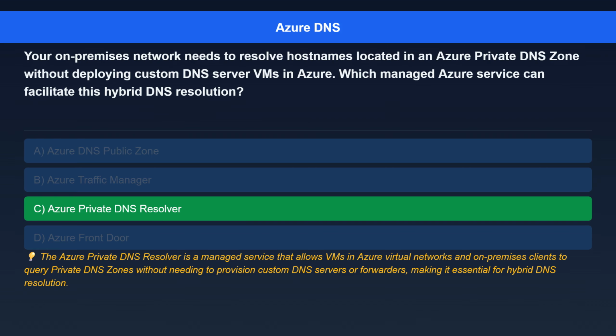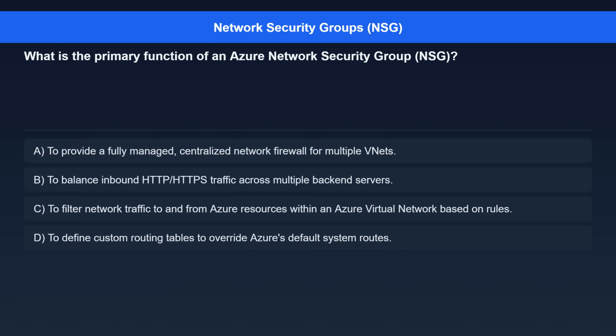Here's the explanation. The Azure Private DNS Resolver is a managed service that allows VMs in Azure Virtual Networks and on-premises clients to query private DNS zones without needing to provision custom DNS servers or forwarders, making it essential for hybrid DNS resolution.